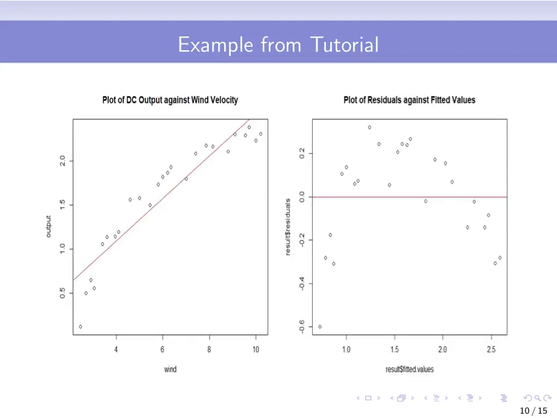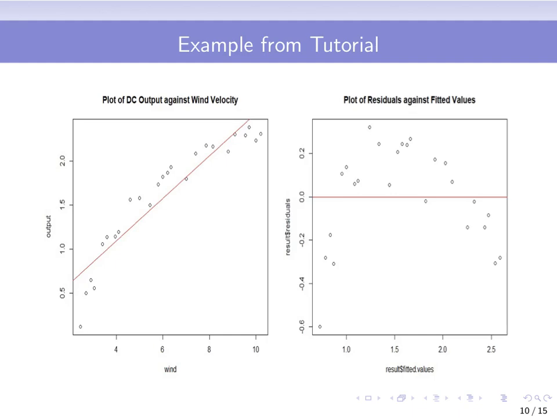So let's take a look at examples. This is going to be the example from your tutorial. On the left here is the scatter plot, and on the right is the residual plot. For the scatter plot, I overlaid the regression line, and on the residual plot, I overlaid the horizontal axis over here.